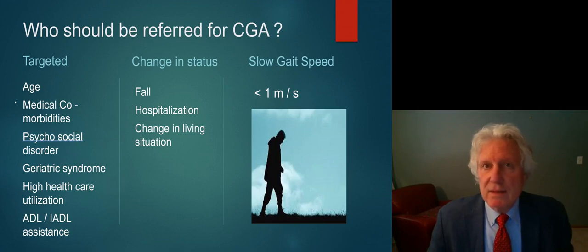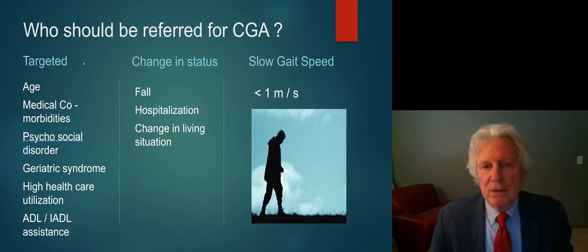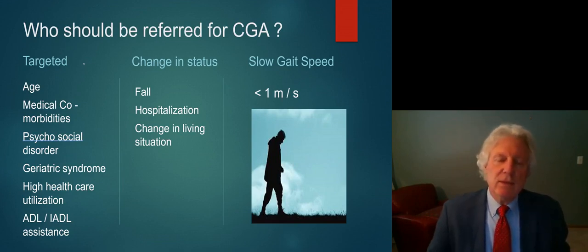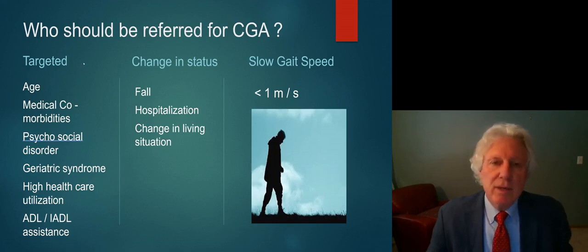In terms of change in status, this is an important metric. Hospitalization is often the bellwether for change in functional status, and it really depends on whether the patient had a functional impairment before they were hospitalized or not. If you had a functional impairment before hospitalization, there's an 85% chance that you're going to acquire another functional impairment. So again, hospitalization in and of itself is a marker for referring for geriatric assessment.